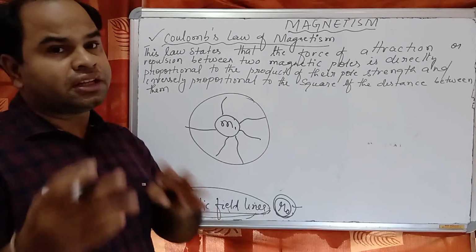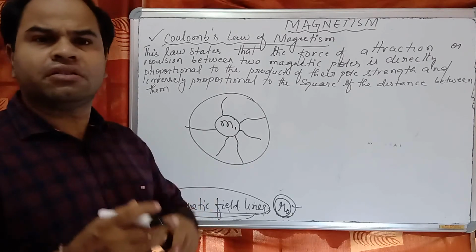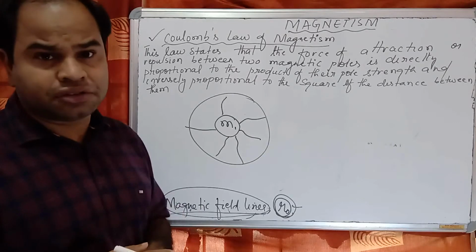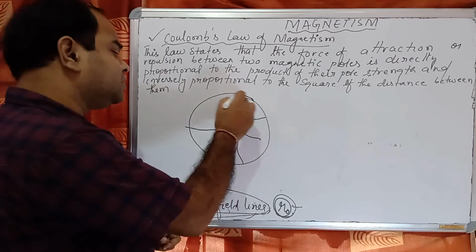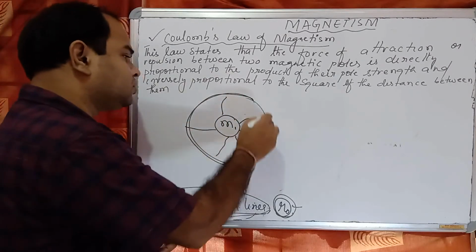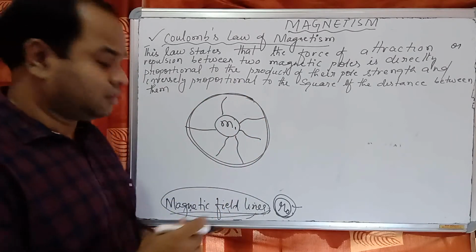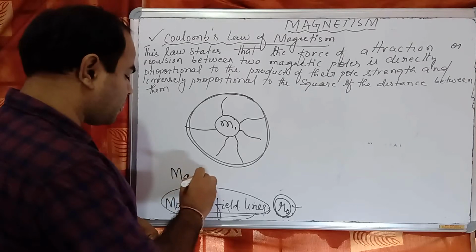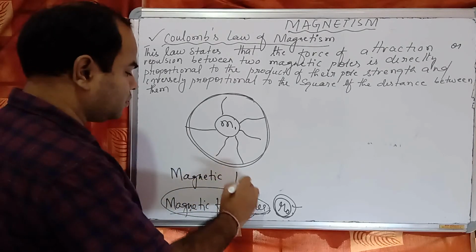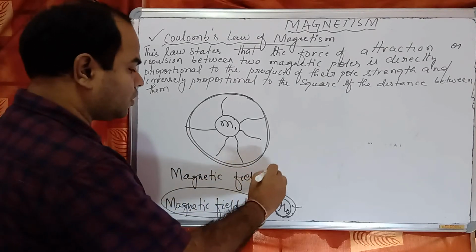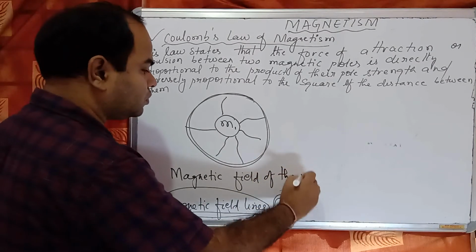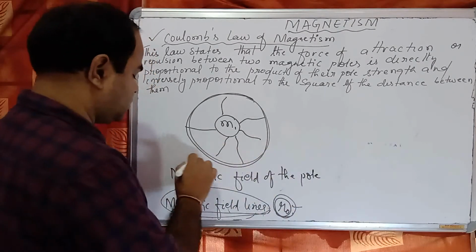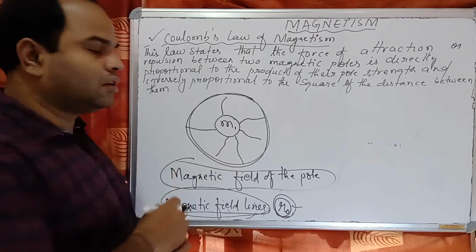So when they travel, they will travel a particular distance. The distance they cover is called the magnetic field of the pole.